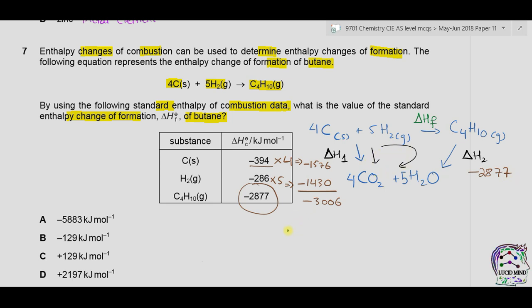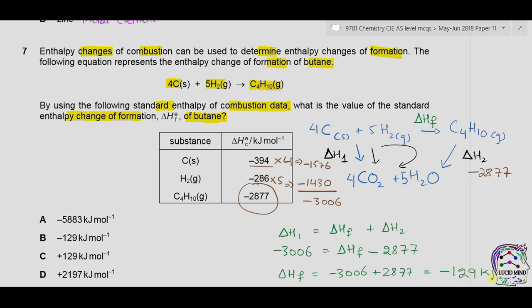Let's make an equation. One step is equal to the sum of two steps. Putting values, for delta H1 we have minus 3006. Delta HF is yet to be found. Delta H2 value is negative 2877. So delta HF will be equal to minus 3006 plus 2877, which equals minus 129 kilojoules per mole. So this means that B is the answer.